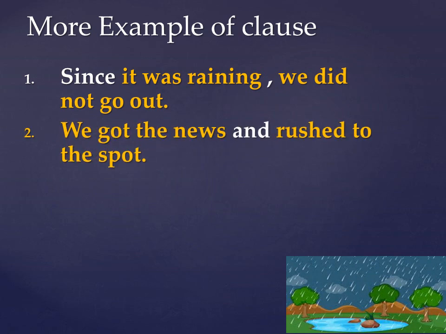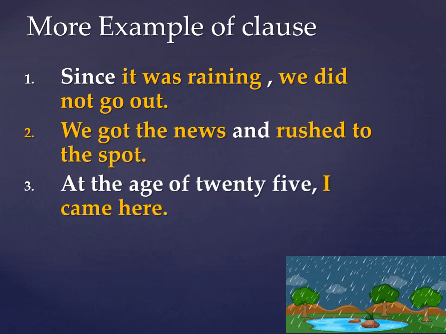Next, we got the news and rushed to the spot. We got the news is one clause, and here after and the subject we is hidden, as the subject of both the clauses is the same. That's why we need not mention the subject again, but here we is hidden. We got the news, we rushed to the spot. Okay, so there are two clauses as both the parts have subject and verb.